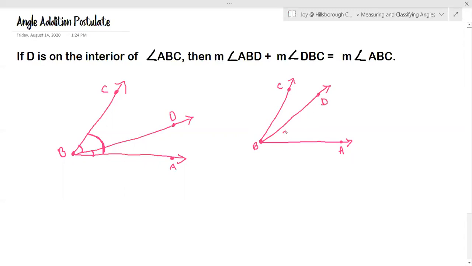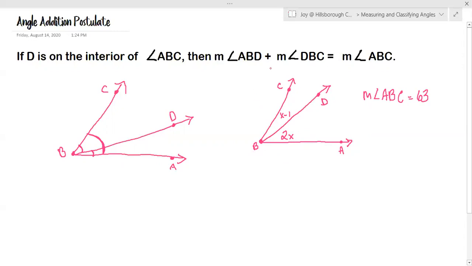I know that this angle is 2x. I know that this angle is x minus 1. And let's say that this whole angle, I know that the measure of angle ABC is 63. Okay, 63. So we're going to go ahead and set up an equation to solve for this. Now I just made up these numbers, so we'll see if we even get nice, pretty numbers, but we're going to go for it anyways.